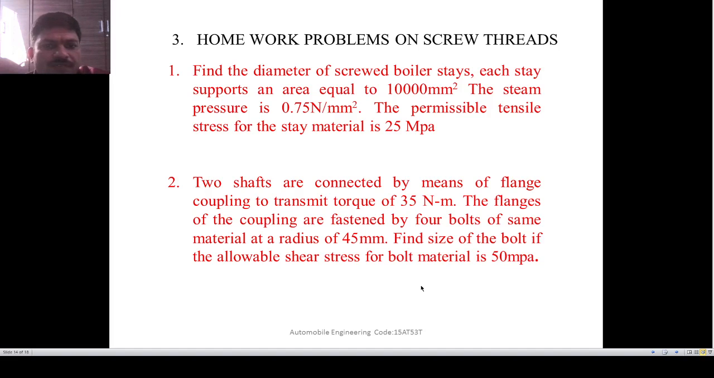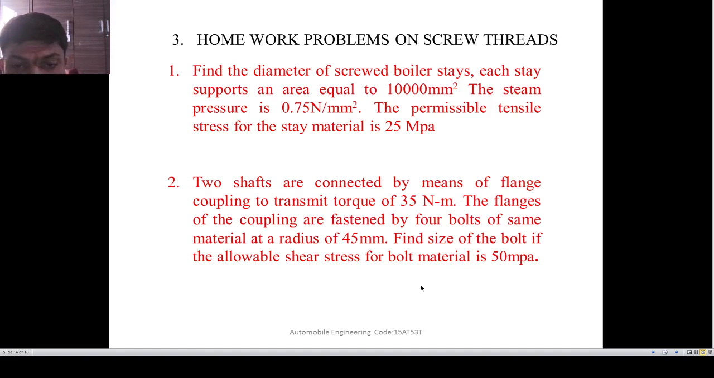You can take down the second one. Two shafts are connected by means of a flange coupling to transmit 35 Newton meter torque. The flanges of the coupling are fastened by 4 bolts of the same material at a radius of 45 mm. Find the diameter of the bolt if the allowable shear stress for the bolt material is 50 megapascal.